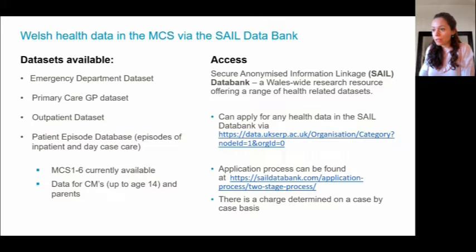And there are two stages for application of this. There is a first stage, which is a scoping document to be completed by a SAIL databank analyst, following a discussion with you about the project. And then stage 2 is the application to gain the Information Governance Review Panel, the IGRP, approval.